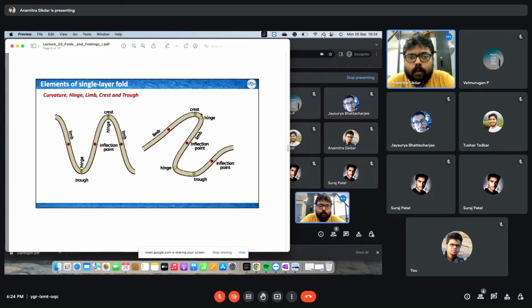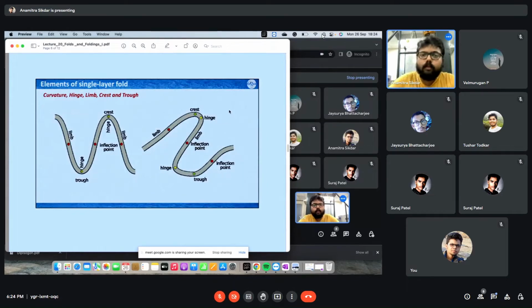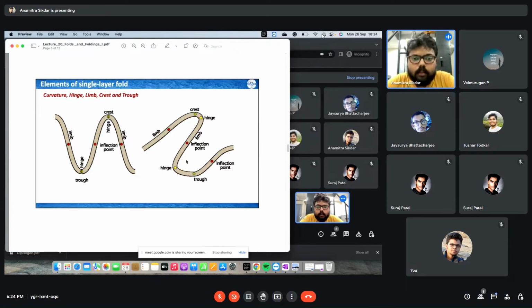We have one hinge, and then we have the inflection point, then we will have another hinge. This goes like this: limb, and then hinge, and then again limb, and then hinge. So this is the limb of this fold, and these are the limbs of this fold, right? In between that, you always have the inflection points.